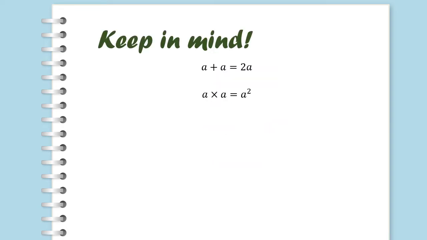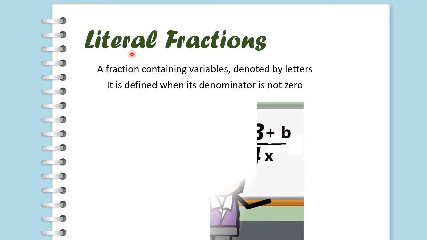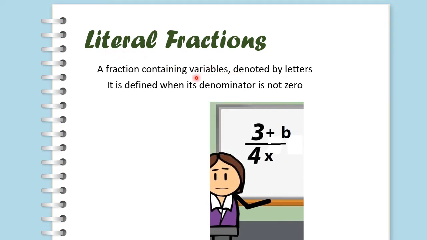So please keep in mind that a plus a is 2a, whereas a times a is a squared, because a is repeated two times. Okay, so when we have times, we introduce the power, but if it's a plus a, it's 2a. And now we are going to start with our lesson, which is literal fractions. They are fractions that contain letters, so containing variables denoted by letters, just as this example 3 plus b over 4x. It's defined when the denominator is not zero.